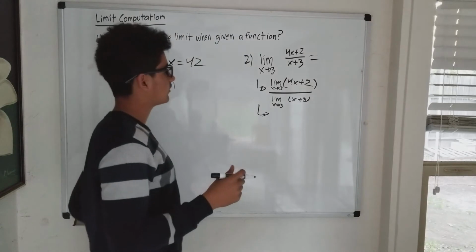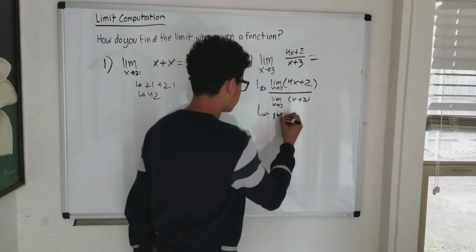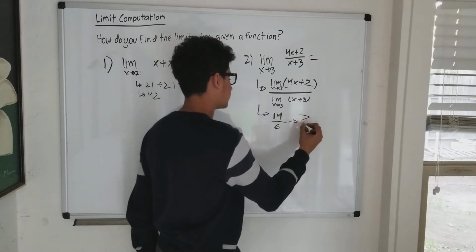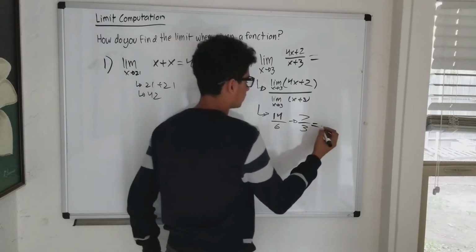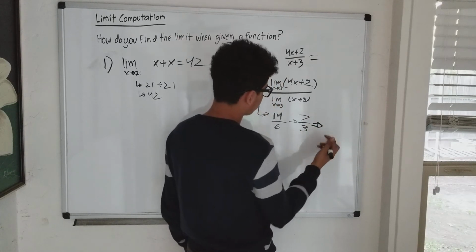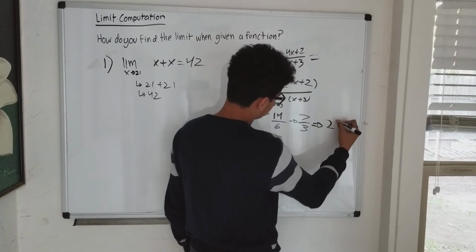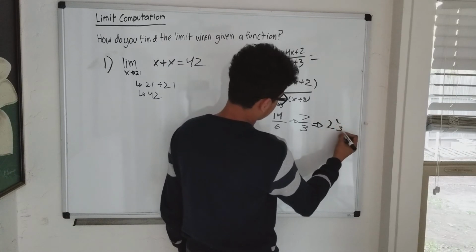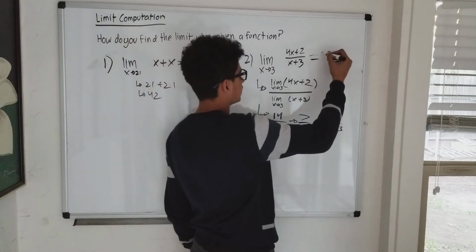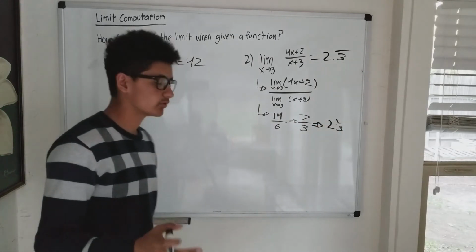If you keep going down here and plug in a 3 here, it would become 12 plus 2, which is equal to 14. And if you plug in a 3 here, it would equal 6. If you were to continue simplifying, it would become 7 over 3. Or if you want to convert it into a mixed number, it would look like 2 and 1/3. So that's what the limit of this would be. 2.3 forever, that's the decimal of 2 1/3.